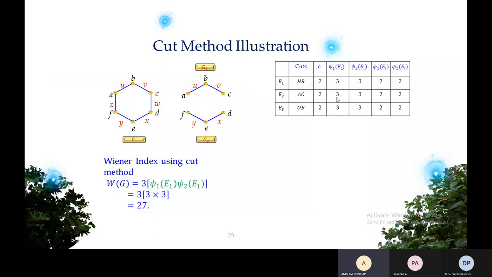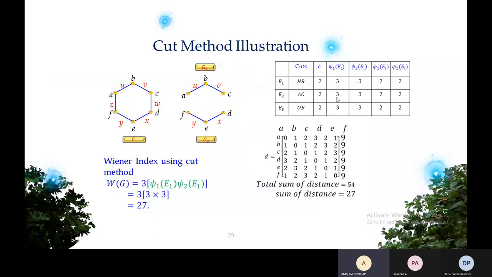I'm going to use another method apart from this cut method, but getting the same 27. But what happens if the cut method is not available? You will have to go by the regular ancient technique called the matrix method, which your sister explained.